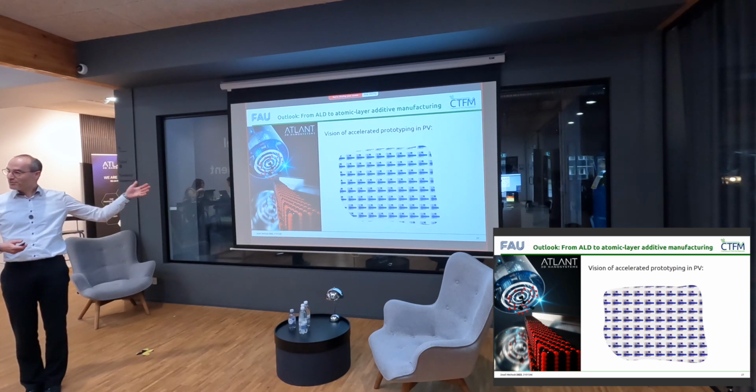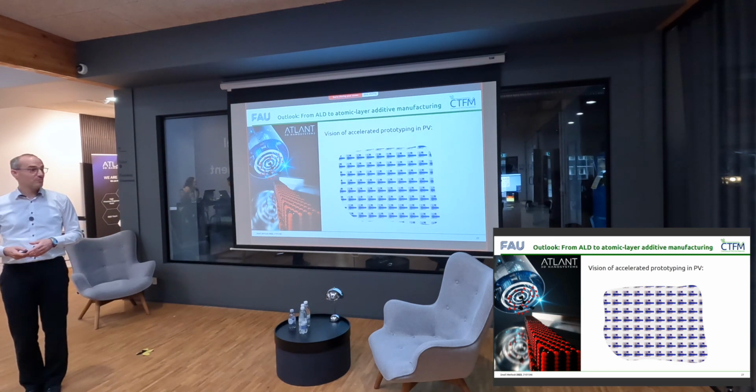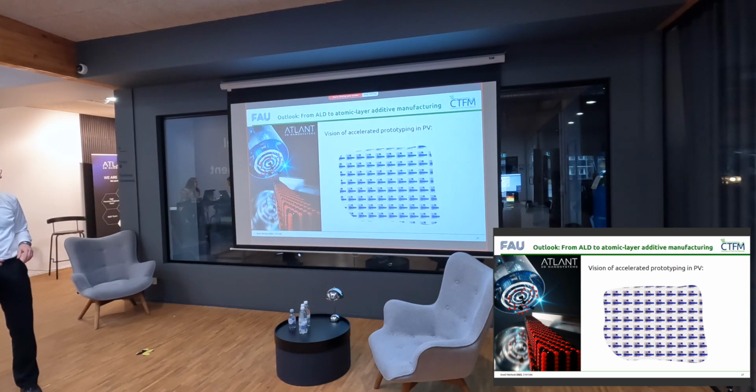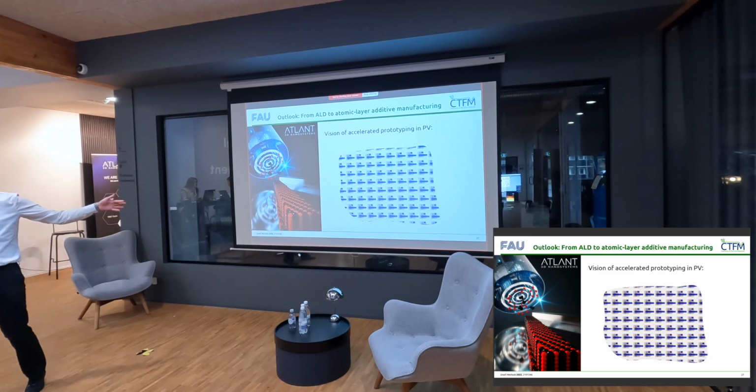And so if you now combine the advantages of atomic layer deposition with those of 3D printing, you get the ATLANT technology. And one of the things that it could do would be perform rapid prototyping of solar cells, like Alex presented for batteries yesterday. This is almost the exact same picture.